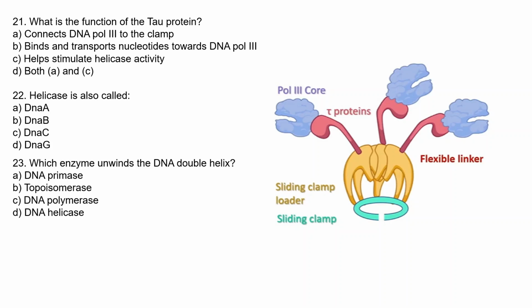All right, so which enzyme unwinds the DNA double helix? Easy one. What do you guys think? Yeah, in the comments, you may have confused this a little bit. Unwinding the double helix, or essentially creating single-stranded regions, that is the helicase's job. Yeah, go ahead. Option D. That is correct.